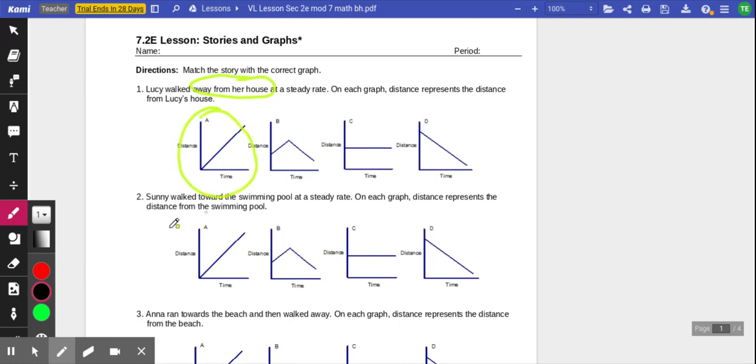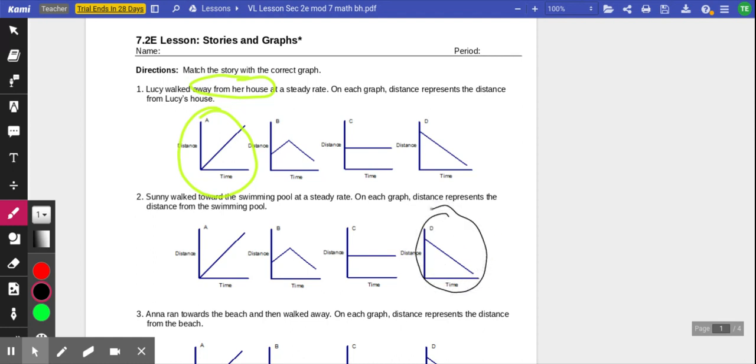All right, number 2. Sunny walked towards the swimming pool at a steady rate. On each of the graphs, distance represents the distance from the swimming pool. So this time we don't want to go away from the swimming pool. We want to go towards the swimming pool. So I know I need a negative slope. So I'm liking D because it's a negative slope.